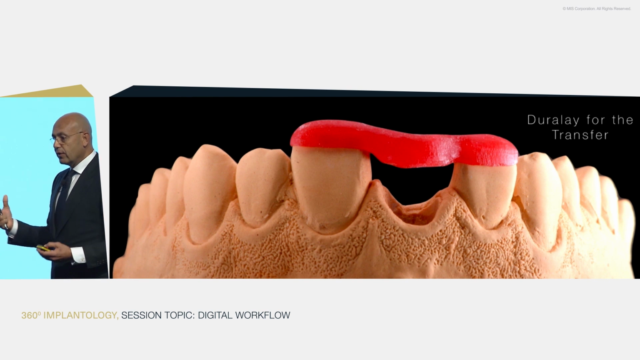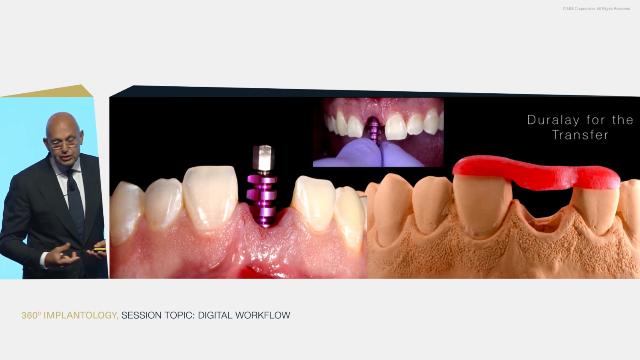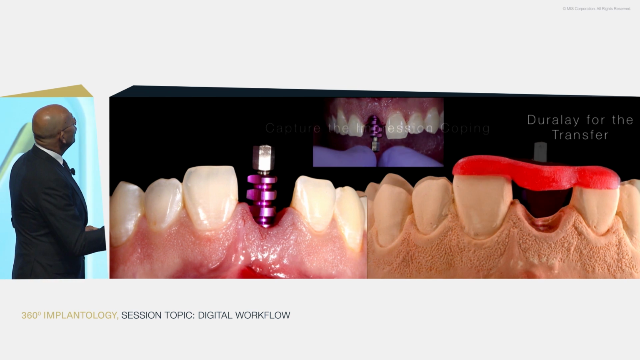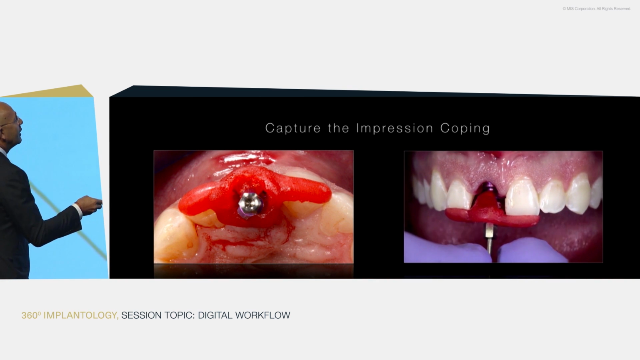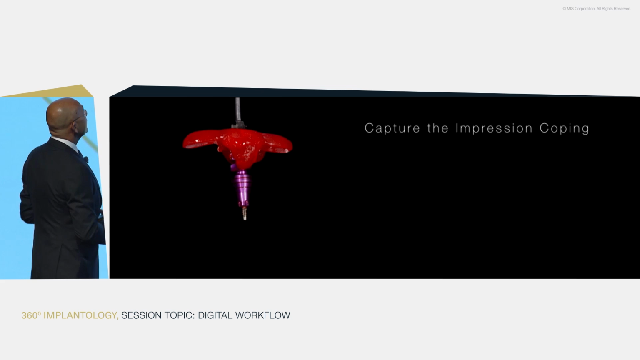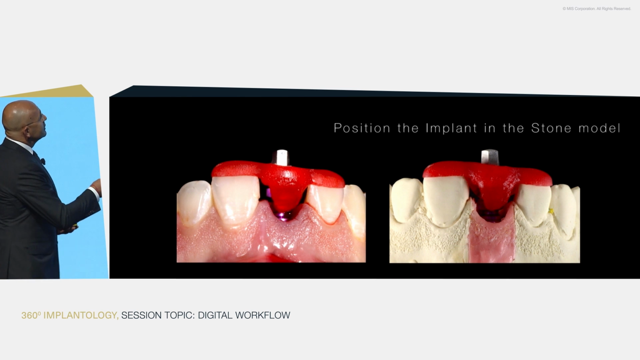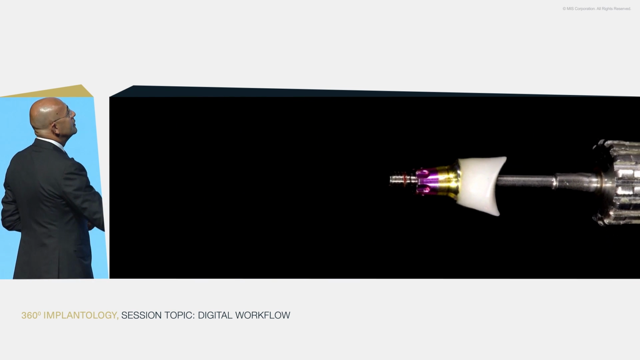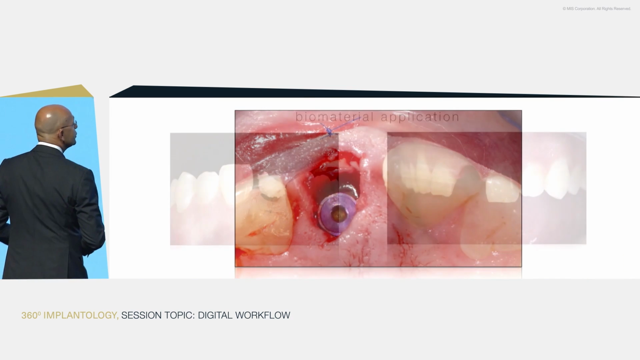The practical way to transfer it is making a Gurel transfer. As soon as I position, place, and screw my impression coping, I will simply engage this over this Gurel. That will give me the exact position of my implant, and I simply unscrew my impression coping. When I have this in my hand, I bring it back and position it into the model. So basically, we duplicated exactly the same condition into our model. And we created an emergence profile of this abutment, which is exactly mimicking our natural root surface.